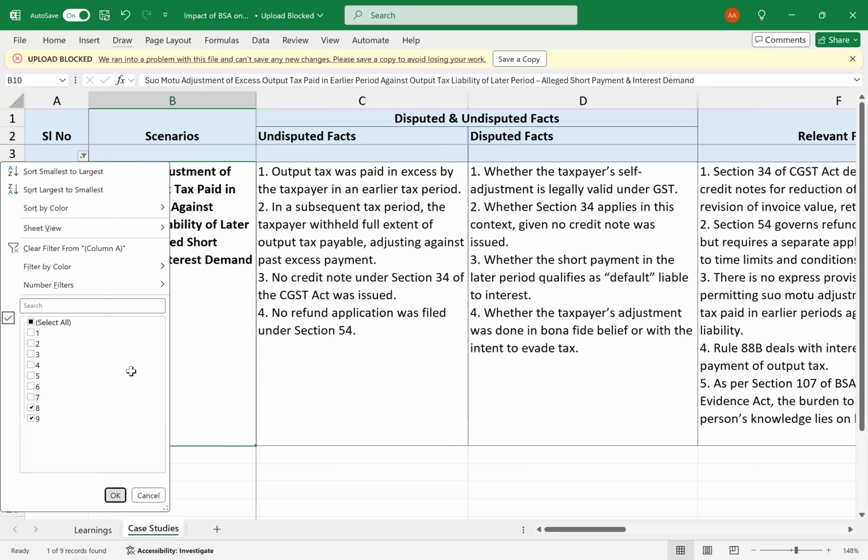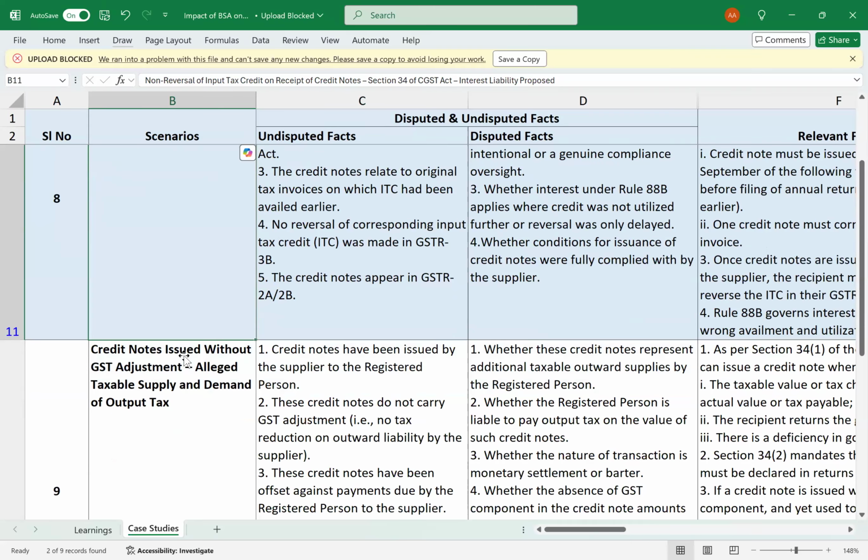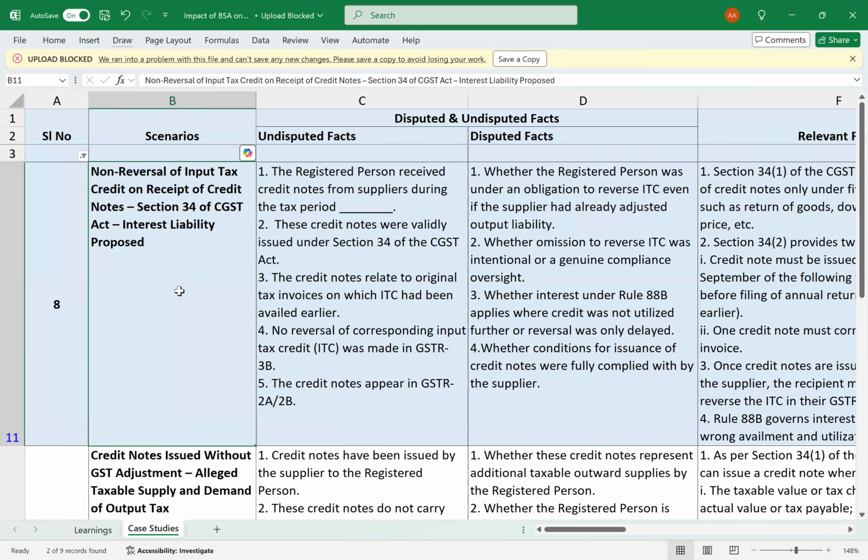Yes, Venu, you were saying something. Sorry, in between. I'm telling Abhishek, please continue and conclude. Yes, so only 2 points further on the credit notes: credit note with GST, credit note without GST.